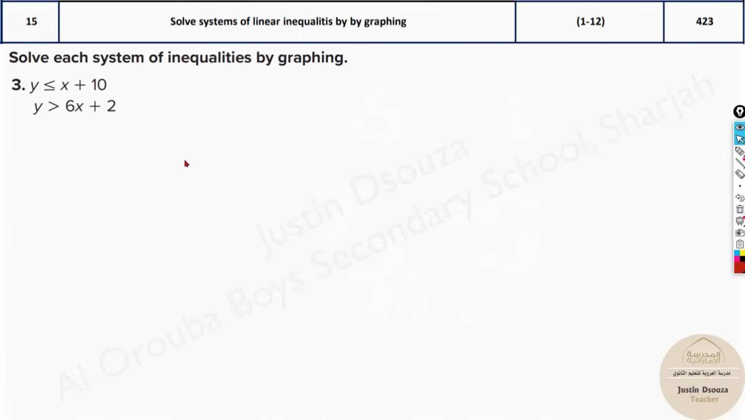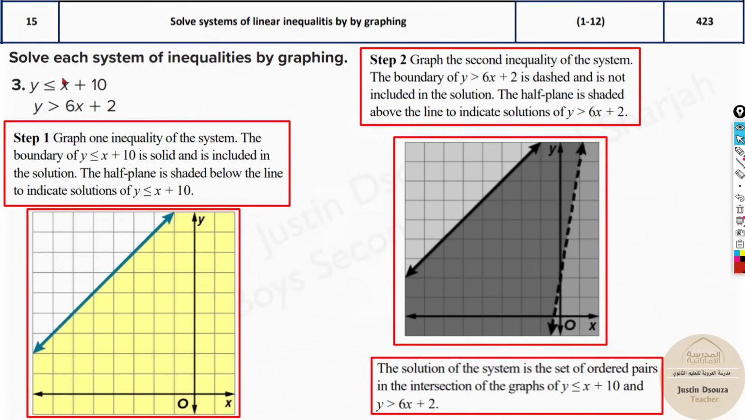Same way over here, they're all in slope-intercept form, so it's very easy. Y is less than or equal to x plus 10. Plus 10 is the intercept, that is above. Can you see this line? That is the line over here. And y is greater than 6x plus 2. Plus 2 is over here, that's the intercept. Look here, this line at 2 must be dotted. You can easily tell. And at 10, it must be a straight line. Why? Because it is less than or equal to. Less than is down. This is above, just upside. So this is the solution region.